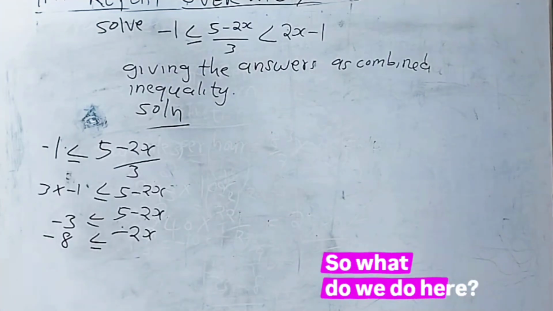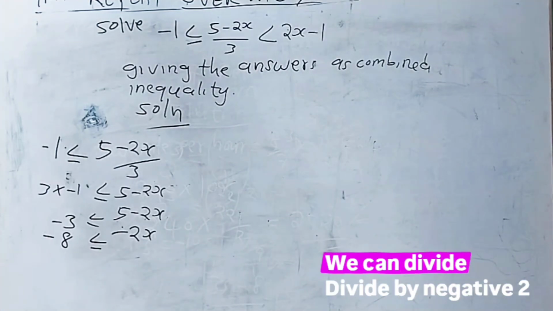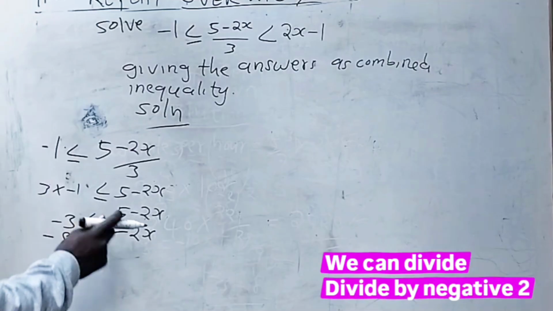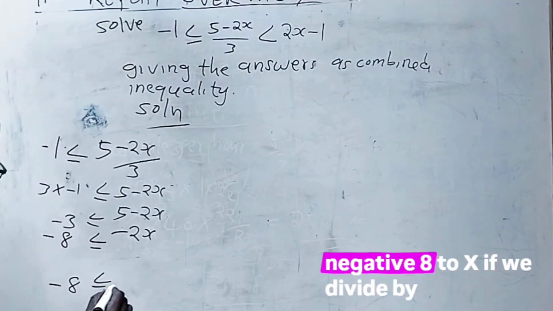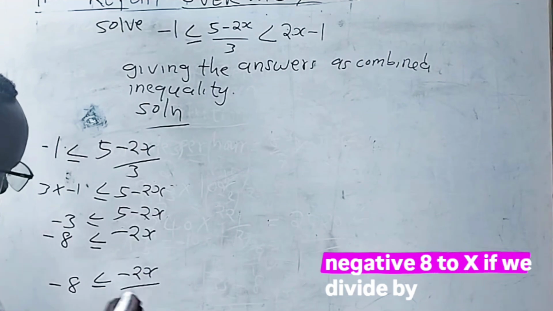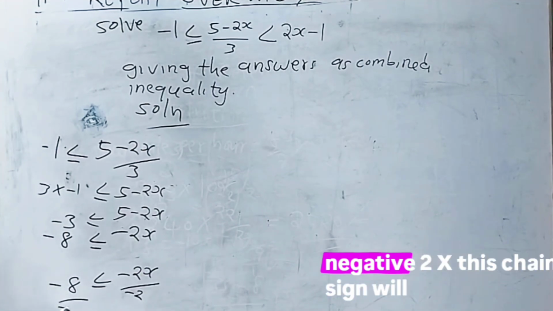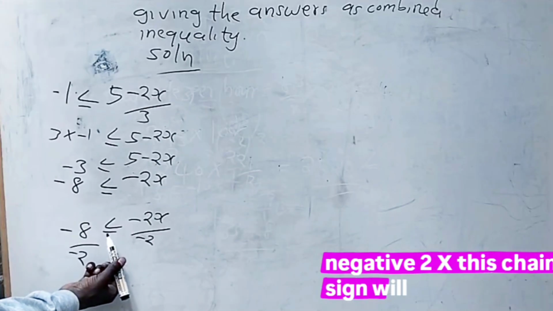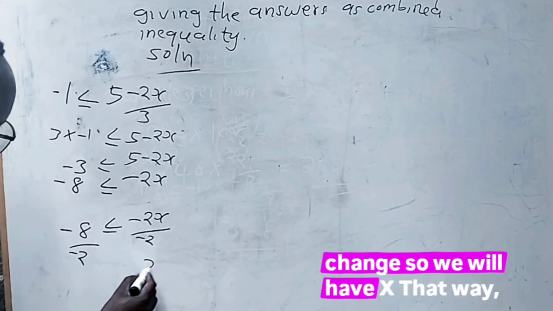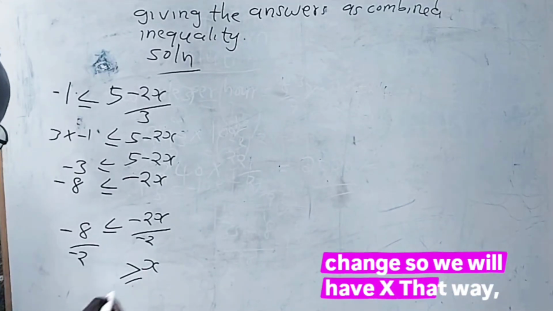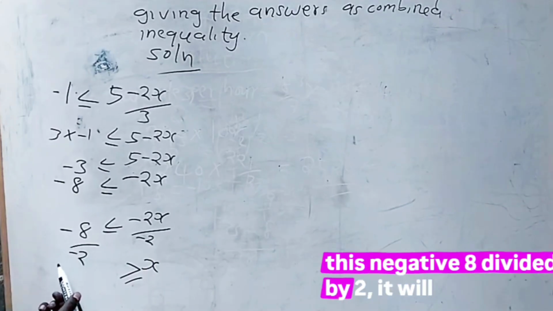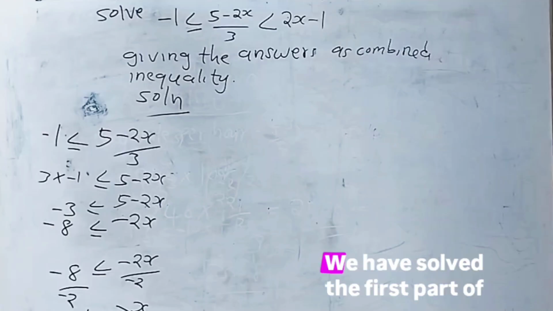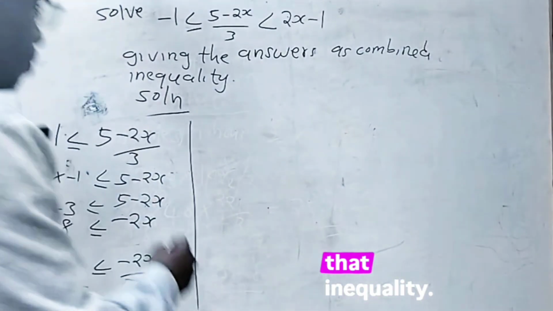So what do we do here? We can divide by -2 both sides. So if we divide by -2, this sign will change. So we will have x ≤ 4, since -8 divided by -2 is 4. We have solved the first part of that inequality.